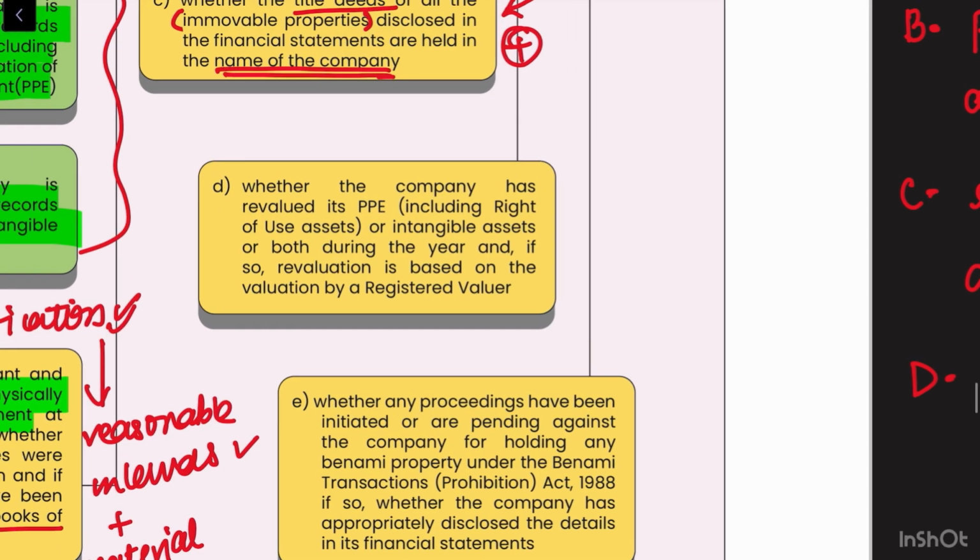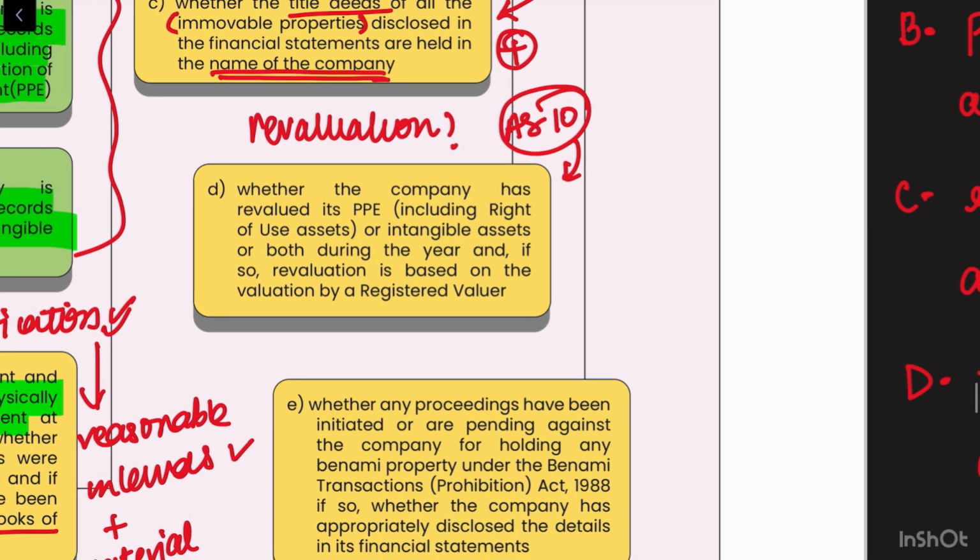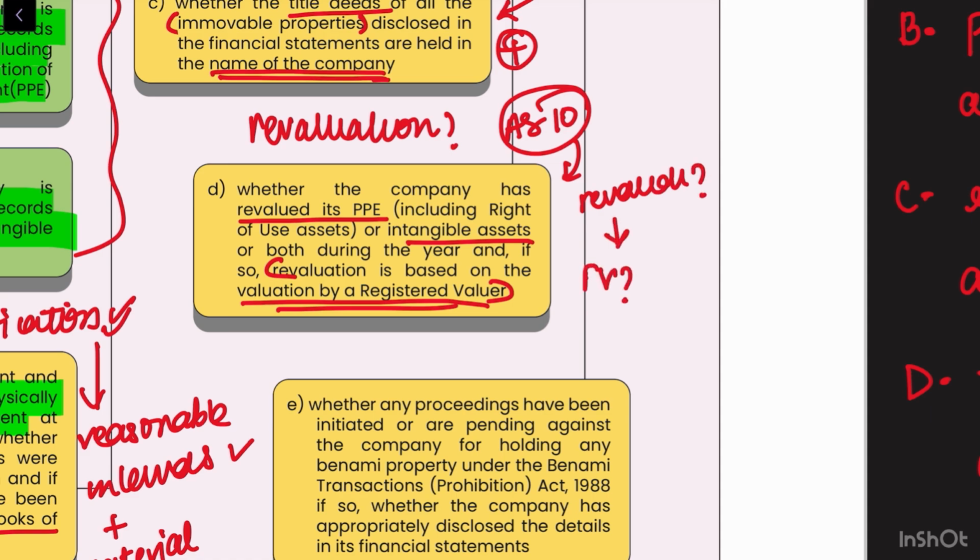Now the next part is with regards to revaluation. Revaluation is done as per AS 10, and mostly all of those things are covered here. So he has to tell if the company has revalued its PPE or intangible assets or both during the year, and if the revaluation has been done by a registered valuer. So he has to tell if the revaluation is done or not, and if it is done, then whether it is done as per a registered valuer or not.